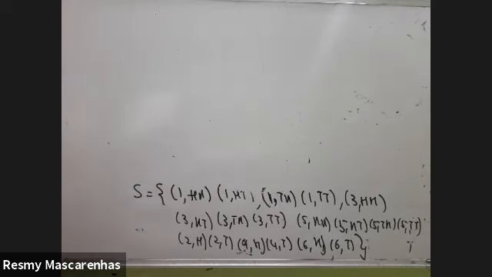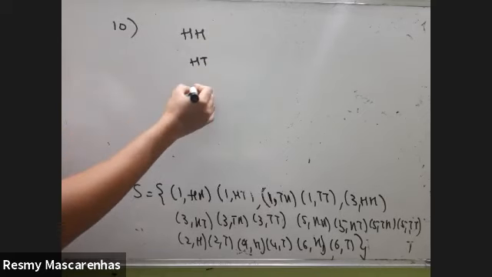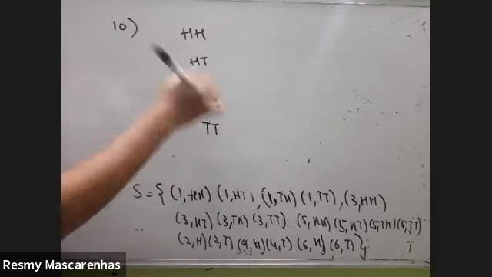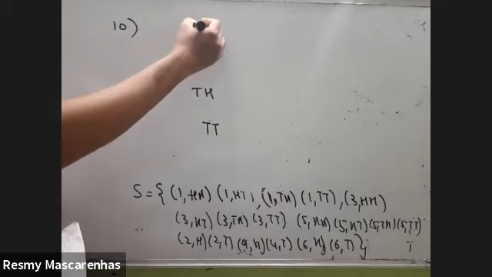10th one. Now 2 coins are tossed. So 2 coins are tossed means what all combinations? Head head, head tail, tail head, tail tail. This could be a first experiment outcome. Now, if the second outcome means what? Second outcome means second coin.